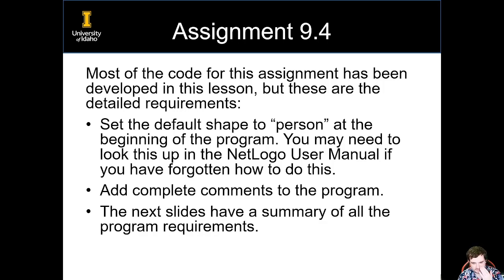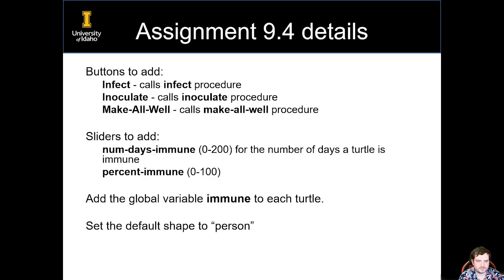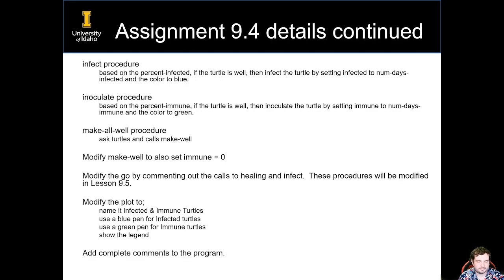Most of this, we did this. What we're going to do is set the default shape to be a person. If you don't remember how to do this, you can stick around. We'll complete that together. And make sure you do some comments for the program. So this is everything that should be in your program already. We should have a button for infect, inoculate, make all well, some sliders of num days immune, percent immune. We should have an immune variable, and then we're going to set the shape to be person here in just a second. This is kind of a breakdown of everything it should be. This is everything that we did in assignment 9.4.